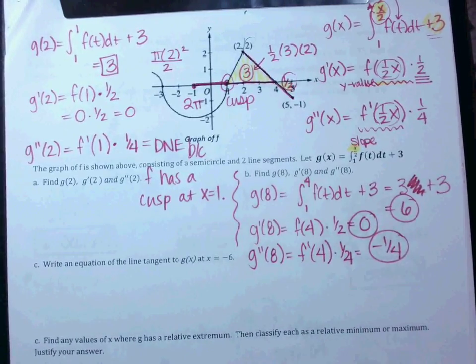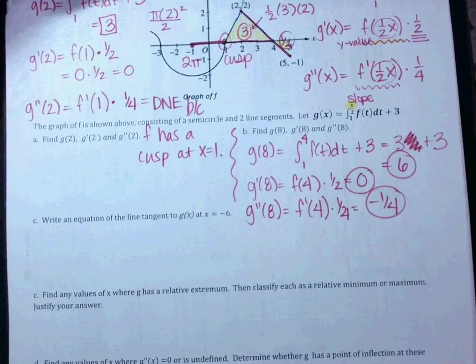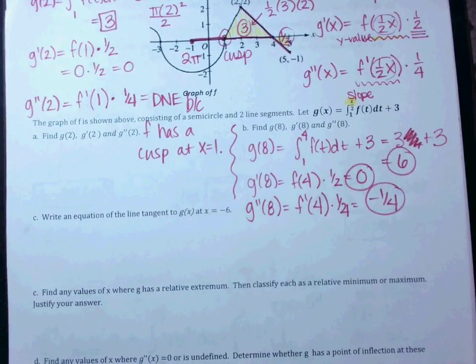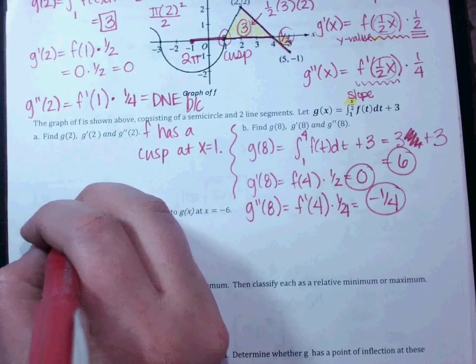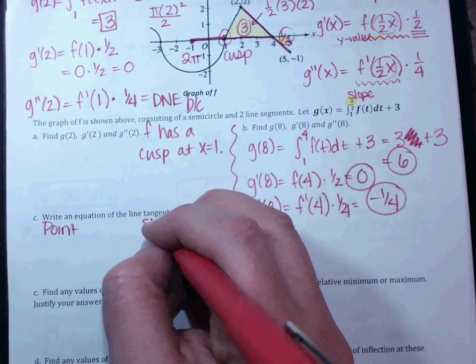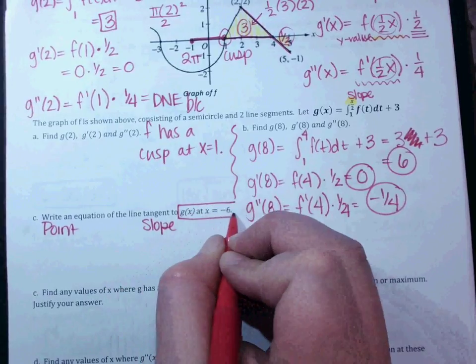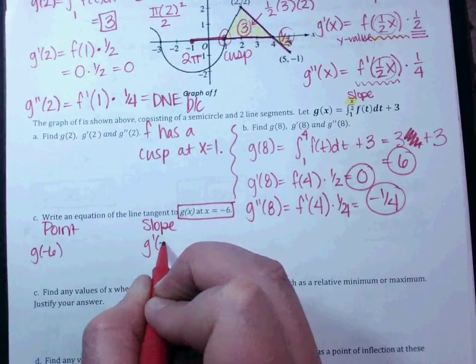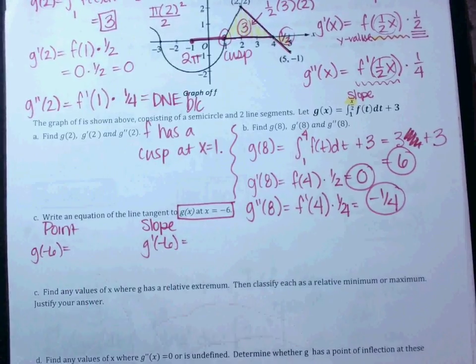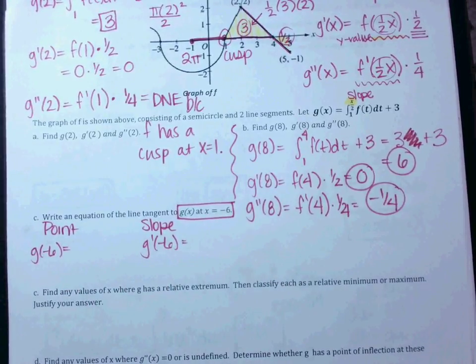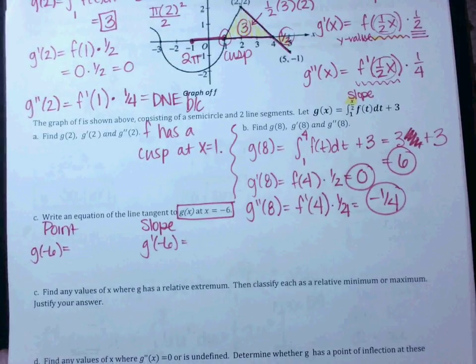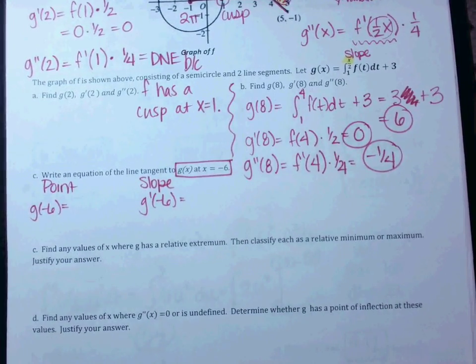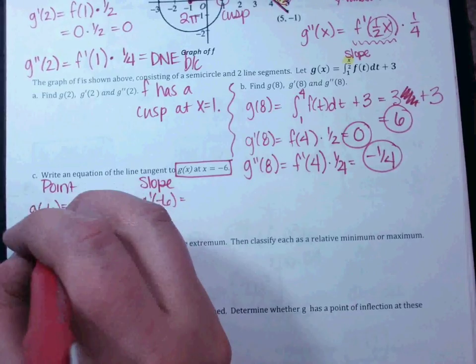Great. Okay, next part, we want the equation of a tangent line. What two things do you need for the equation of a tangent line? Point and slope. We want to be tangent to g, so that means that g of -6 is our point. G prime of -6 is going to be our slope. And now that we know how to find g and g prime, you should be able to do that. G of -6, where will my integral be from?